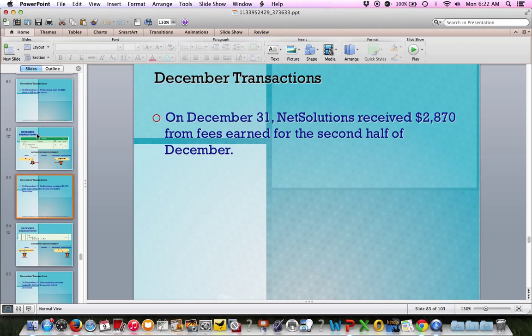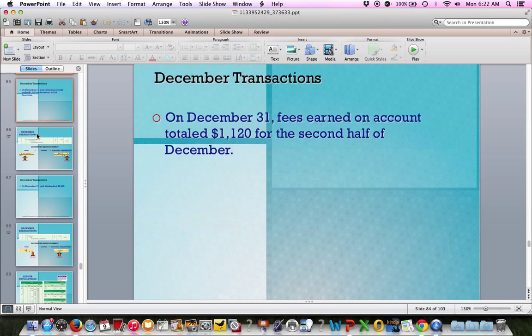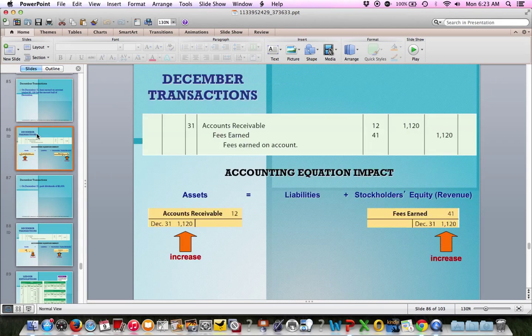We'll receive some fees for the second half of December, so we'll deposit those. We'll debit cash and credit fees earned. We will earn on account a total of $1,120 for the second half of December. So again, we did more work for customers on account where they agreed to pay us in the future. So we'll debit account receivable, credit fees earned.